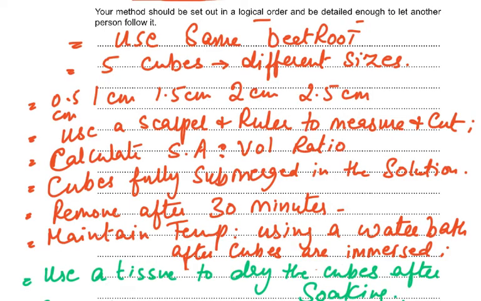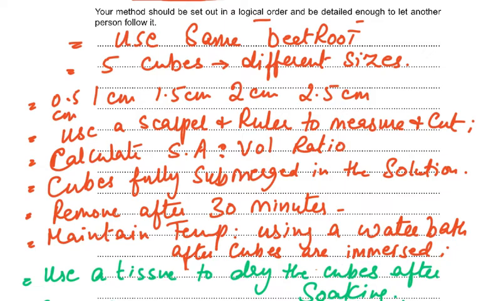Now, as you can see, I have now written this down, and you can also write it in the point form. It doesn't say can't write it in the point form. Please remember, you can write in the point form. You can think in the point form. Use same beetroot, then take 5 cubes of different sizes, and then you might give me the sizes 0.5, 1 centimeter, 1.5 to 2 and 2.5 centimeter. Then use a scalpel and a ruler to measure and cut.